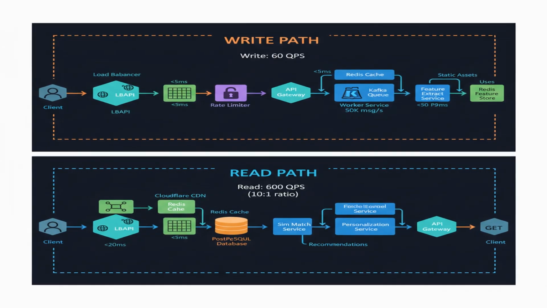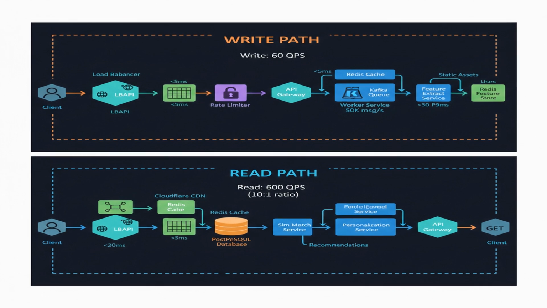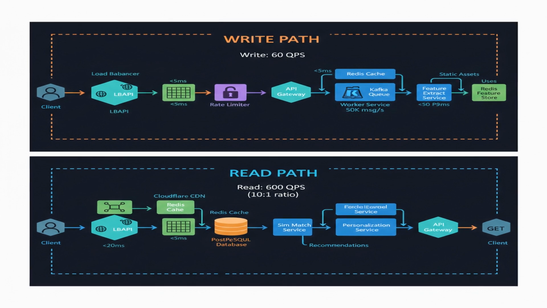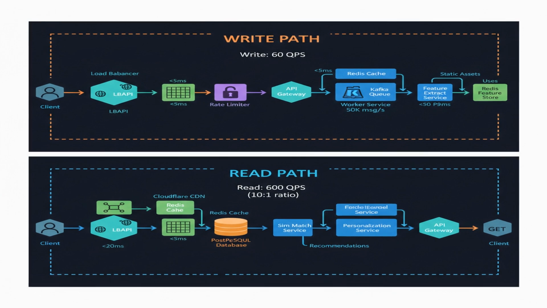Now let's sketch out the high-level architecture. We'll separate the write and read paths for optimization. The write path handles image uploads and feature extraction. The read path handles search queries. Here's where most engineers make a critical mistake. They don't properly isolate these paths.